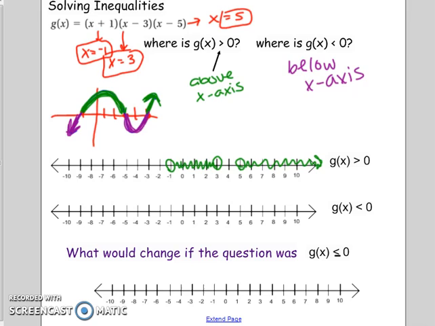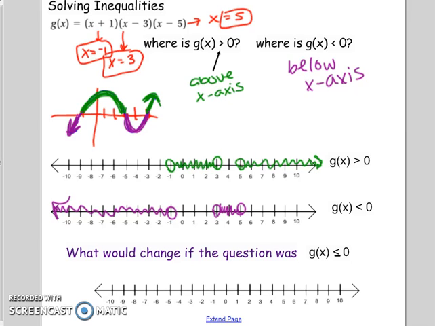Where it's less than 0, that's up to -1, so from -infinity up to -1, and then from 3 to 5 in there.